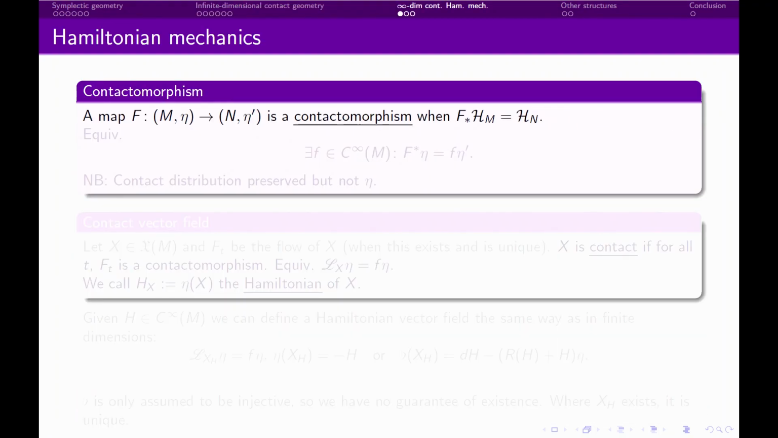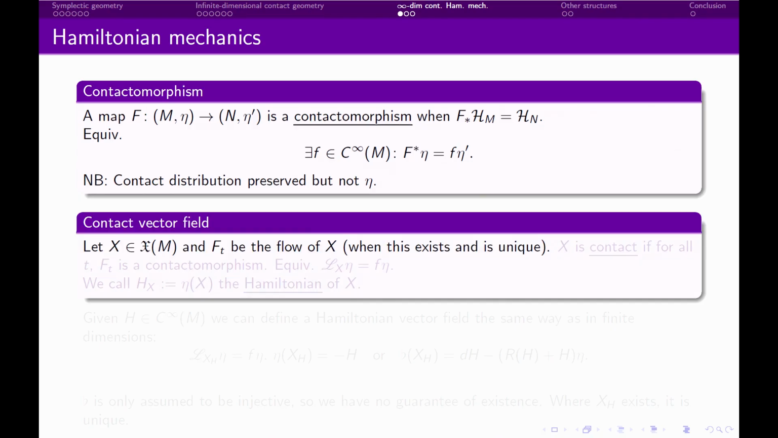Okay, I'm going to have to blitz through the rest of these. So we define contact morphisms as morphisms which preserve the horizontal bundle. So in particular, they don't preserve the contact form, but they can formally preserve it. And we call a vector field contact if the diffeomorphisms produced by the flow of the vector field are all contact morphisms.